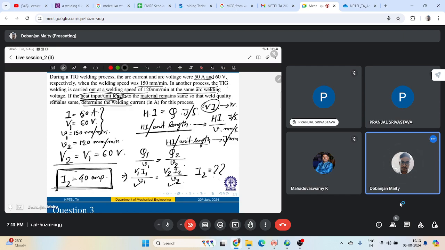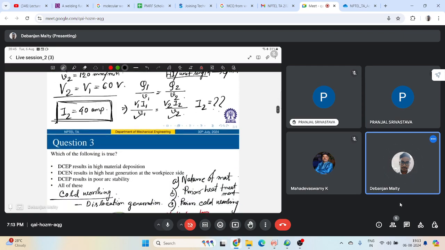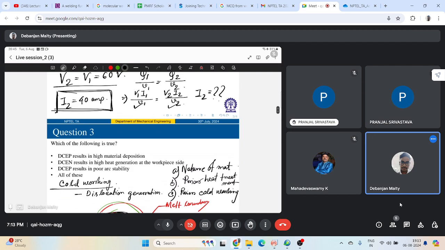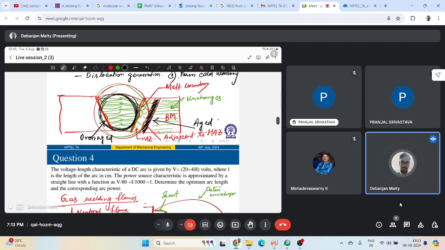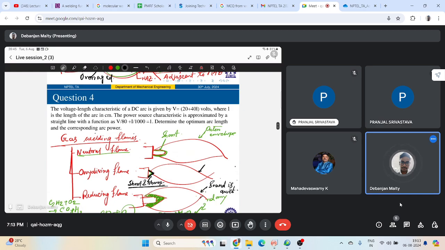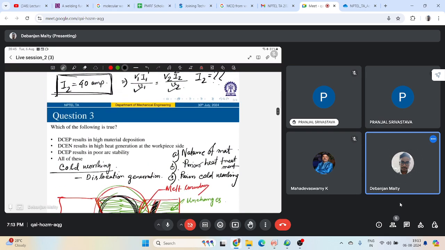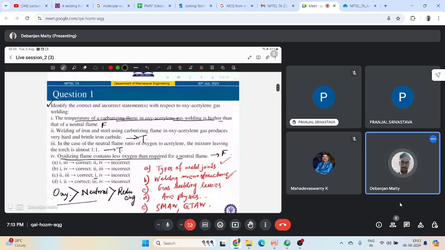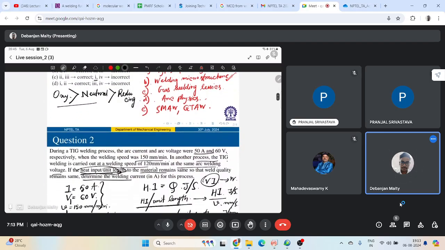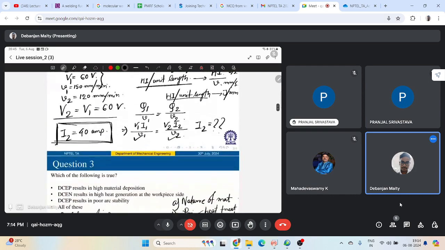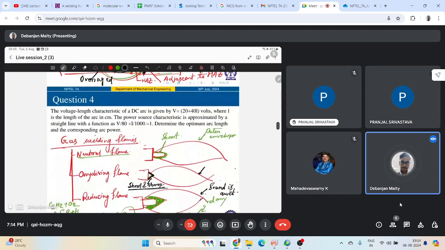Got the idea, right? So if I have got the idea, we will move to, let's say, the next numerical. So this question is over. We will move to the next numerical.